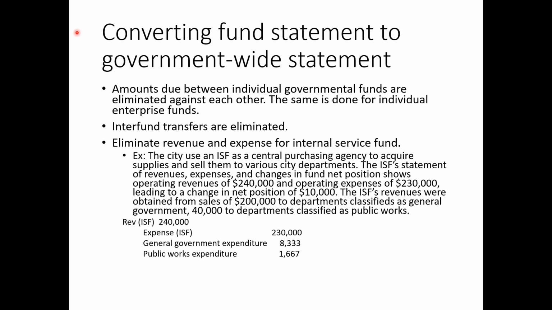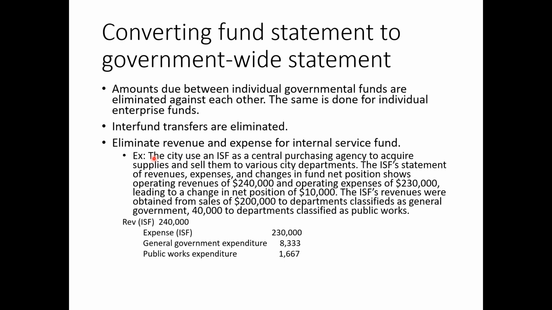All right. Converting fund statements to the government-wide statement. So basically, the government-wide statement combines all the fund statements plus component units. And we did mention there's a lot of work to do, right? So let's see, in general, what is that work? So interfund transfers are eliminated, okay? And also we're going to eliminate revenues and expenses for the internal service fund.